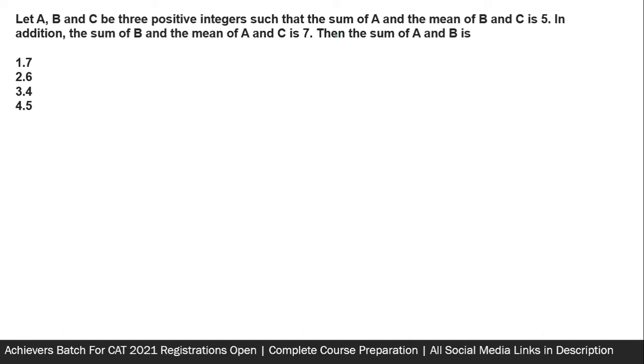The sum of A and the mean of B and C is 5. Writing properly, it would be A plus (B plus C) by 2 is 5. So writing it like this. Similarly, the sum of B and the mean of A plus C is 7. So if I subtract these two, I'm going to get 4 and C cancelled. So B minus A is 4.